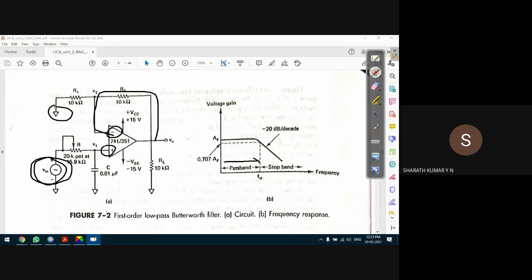For example, guys, in this circuit we are using a standard source. For example, this may be from a source whose frequency we don't know. It may be signal plus noise. Let's say it is signal plus noise. We need to remove the noise.